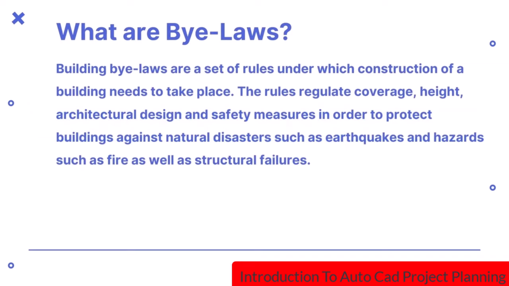Building bylaws are a set of rules under which construction of a building needs to take place. The rules regulate coverage, height, architectural design, and safety measures in order to protect buildings against natural disasters such as earthquakes and hazards such as fire, as well as structural failures.